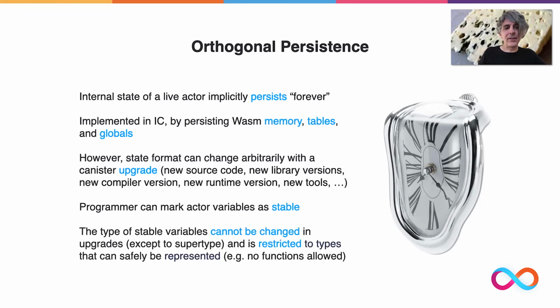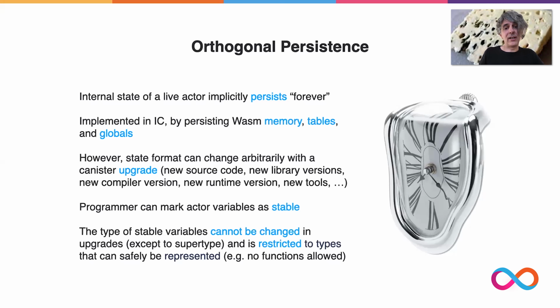And there's a trade-off here. By doing so, you also accept that the type of the variable is restricted. First of all, it can't really be changed in an upgrade because the value has to still be valid for the new version. You can do a minor change. It can become a supertype, but other than that, it can't change.